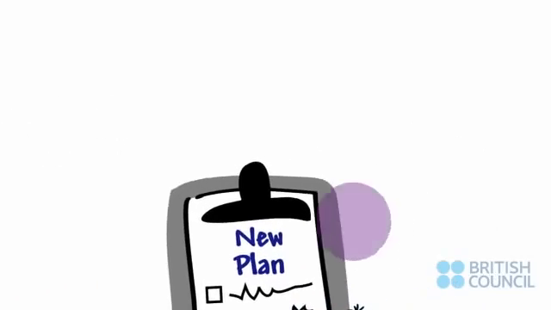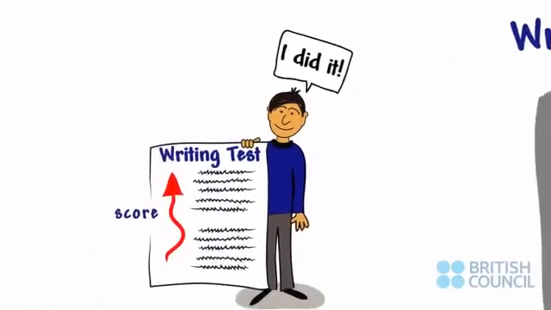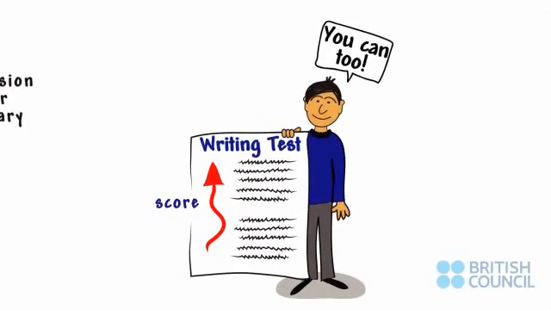If you follow the do's and don'ts for the IELTS Task 1 writing, you can increase your chance of a higher score, just like Yo Ching.